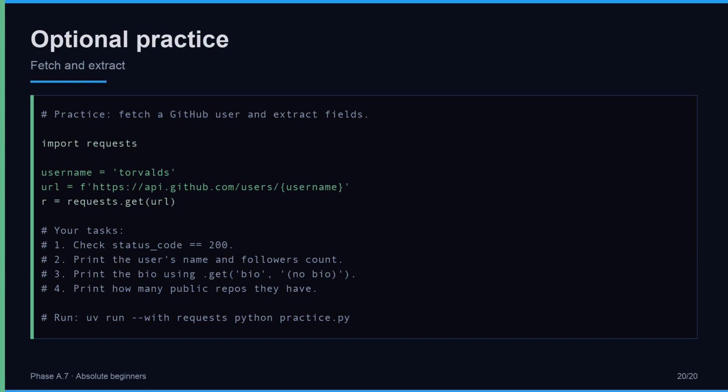Here is a short practice to make it stick. Fetch the GitHub profile for the user torvalds, Linus Torvalds, creator of Linux. Check that the status code is 200. Print the name and the followers count using direct square bracket access, those fields are guaranteed. Print the bio using .get with a default, because some users do not have one. Print the public repos count. Try it before moving on.